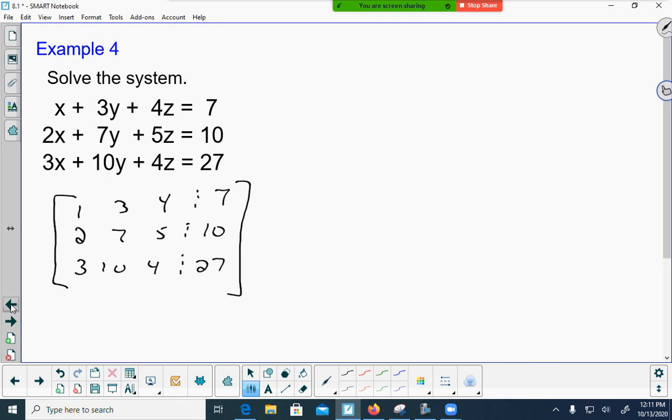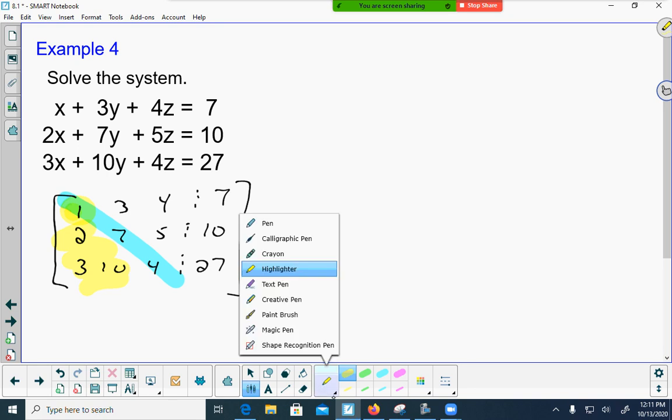Now, what we're trying to do is make these all ones, and we're trying to make these all zeros. That's what we're trying to do. So the first thing I want is I want a 1 here. Do I already have that 1 there? Yes. If I did not have a 1 there, I would desperately hope that one of the other two had a 1 so I could interchange the rows and make that first one a 1. So I have a 1 there, so that's good.